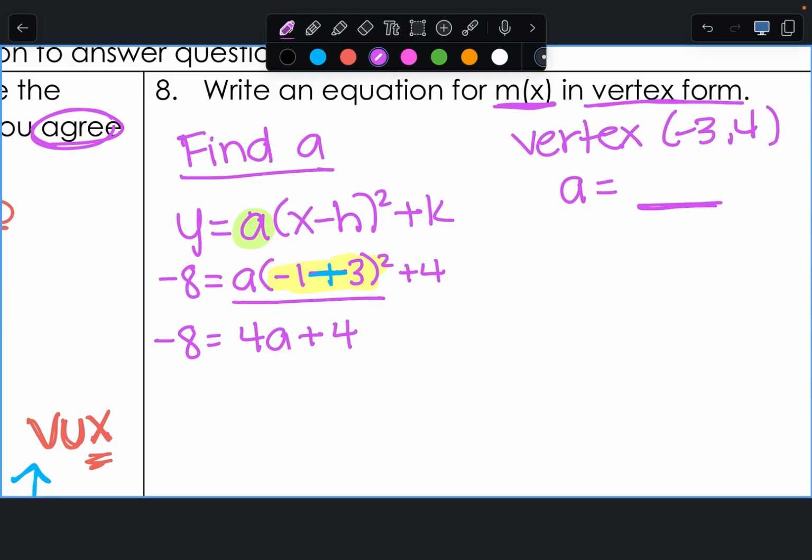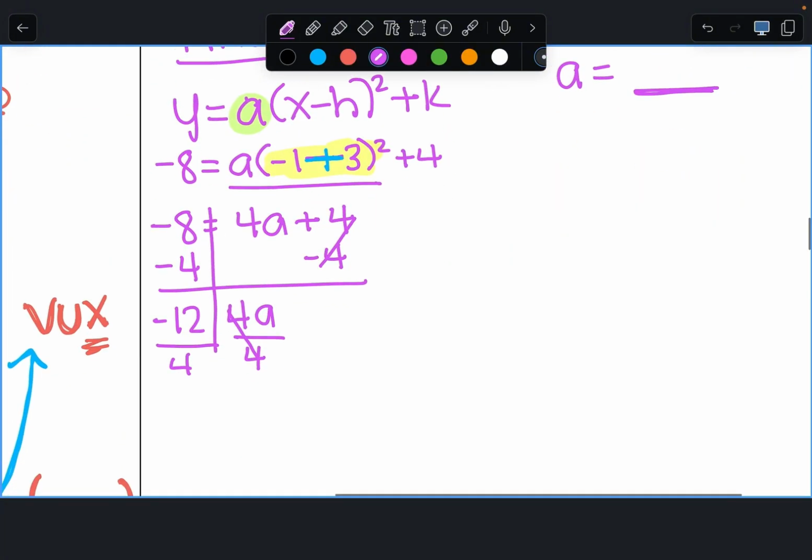Now from there, 2-step equation. What's the next step? You subtract the 4. Minus 4. Negative 8 minus 4 is? Negative 12. And then? Divide by 4. Negative 12 divided by 4. So what do we get for A? Negative 3. Okay.